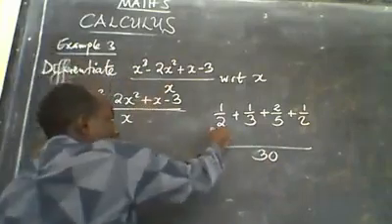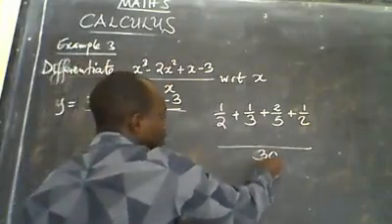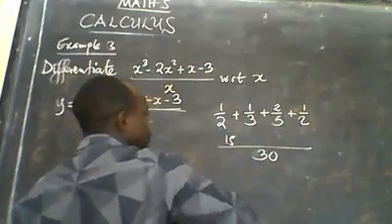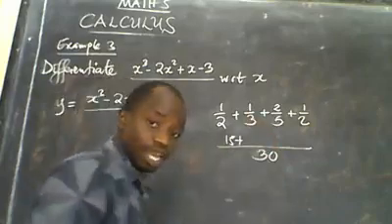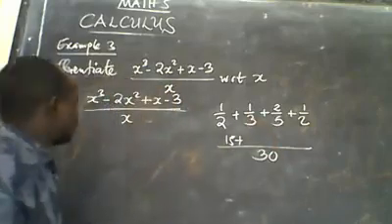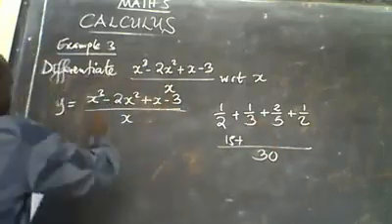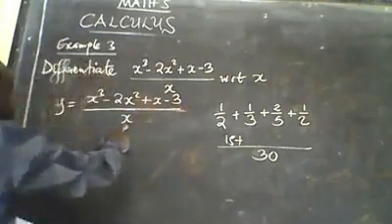Then you start saying this into this, 15 times that. We get the 15 there plus C. You continue like that, isn't it? It's the same thing here. Everything is divided by x.